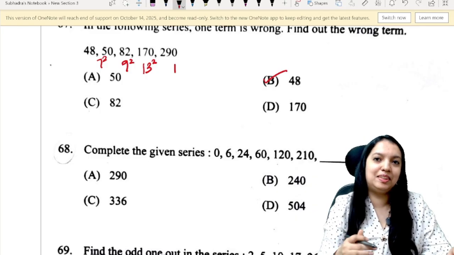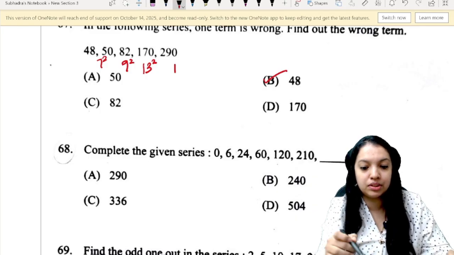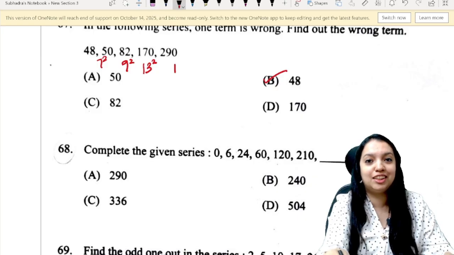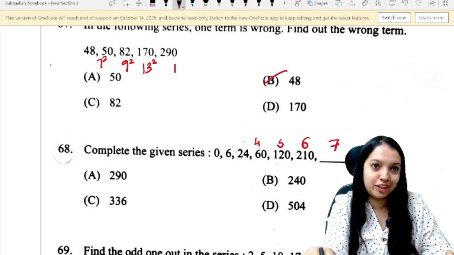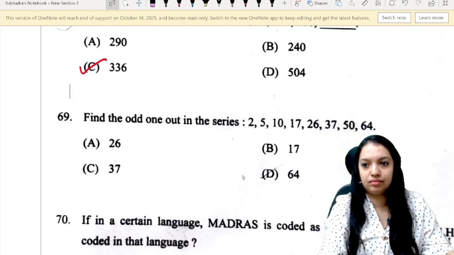Next, this question we have done in class many times. 1 cube minus 1, 2 cube minus 2, 3 cube minus 3, 4 cube minus 4, 5 cube minus 5, 6 cube minus 6, 7 cube, 343, minus 7, 336.